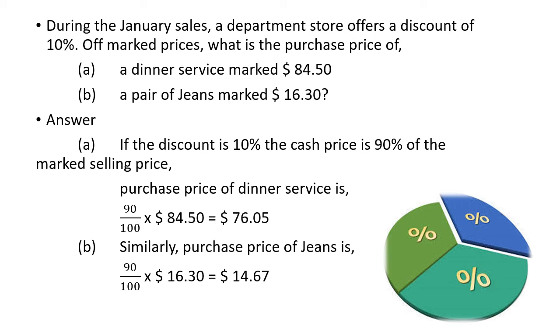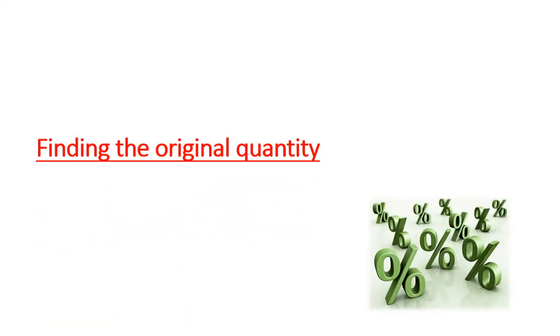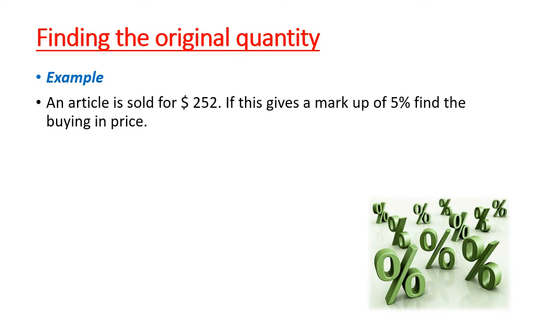I think now all of you can complete exercise 5C. Our next subtopic is finding the original quantity. Check this example for this also. An article is sold for $252. If this gives a markup of 5%, find the buy-in price.